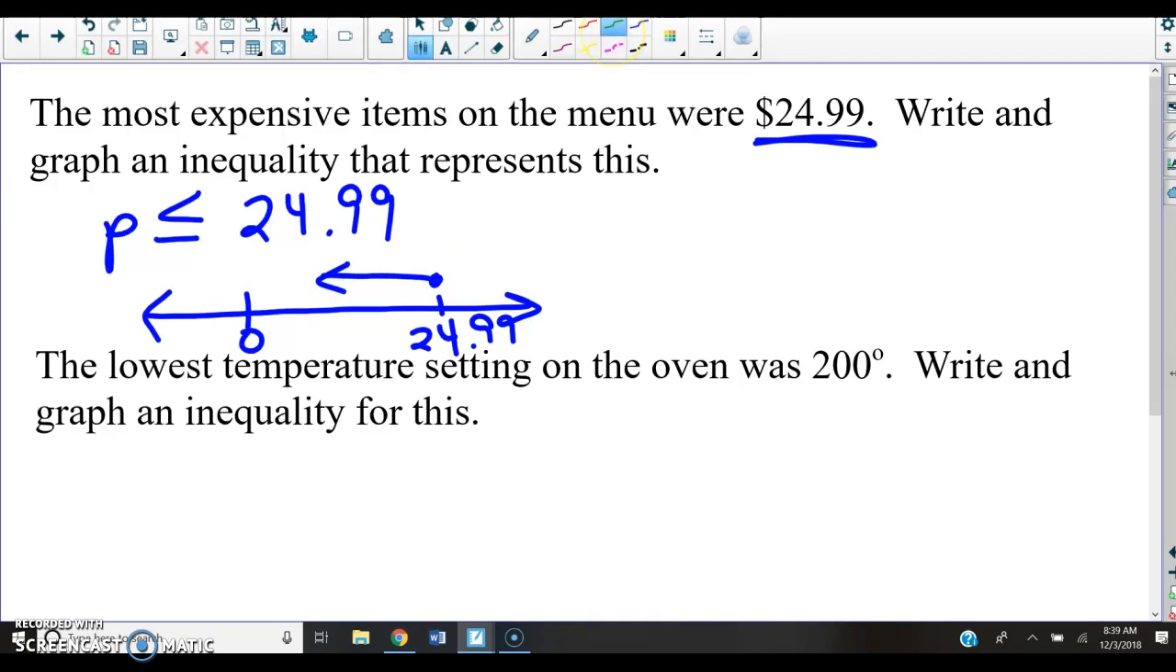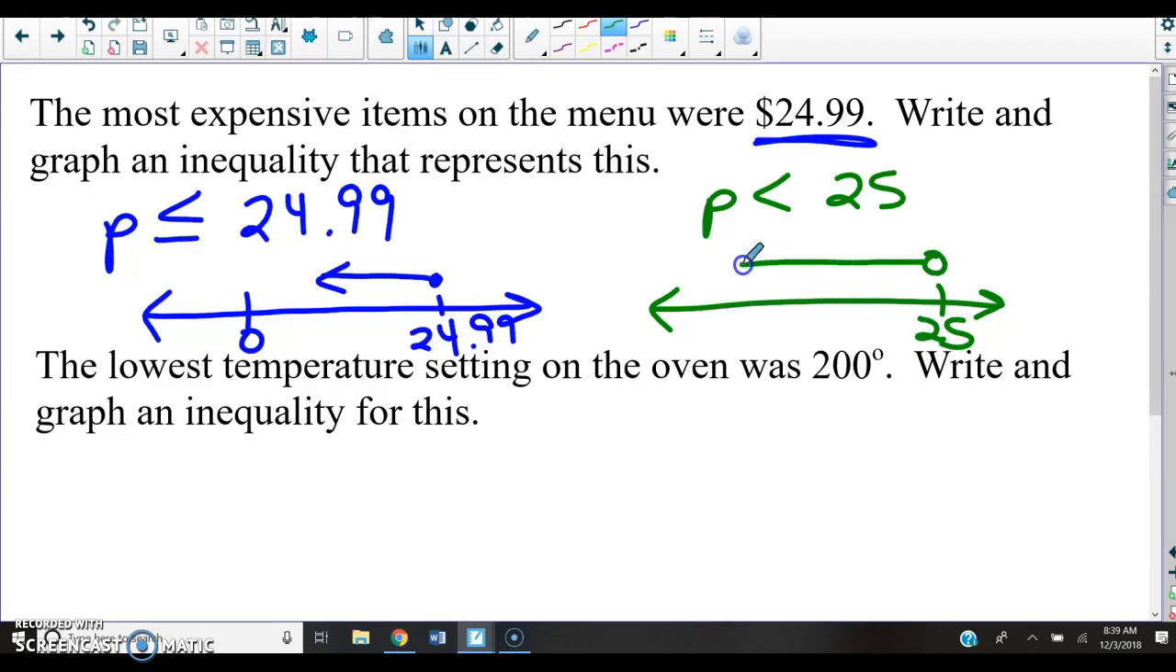But an alternative, what if you did the prices were less than $25? Would that be the same? Well, because it's money, less than $25 could be $24.99, so it does work. But if it was $24.59, you could not do that. You could go less than 25. You could go up a penny, but you can't go up 41 cents. Okay, so be careful what you're including, what you're not including.